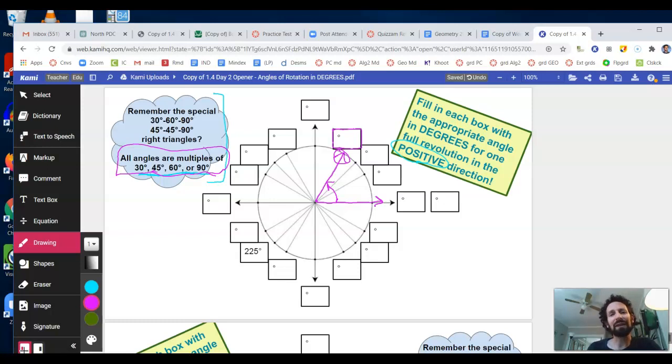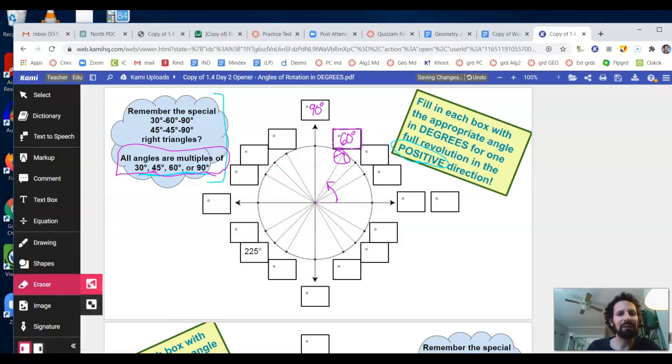So one thing to take a look at is that a quarter rotation is going to be 90 degrees. And we said that all the angles here are multiples of 30 degrees, 45 degrees, 60, or 90 degrees. So this angle right here has to be 60 degrees. It's got to be one of those angles or a multiple of the angle 30, 45, 60 degrees, or 90 degrees. Okay, so that's how we get one of the angles right here, such as that 60-degree angle.